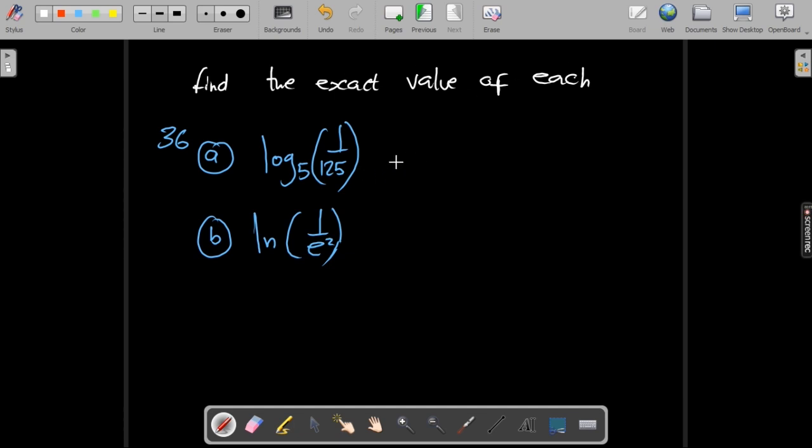So the first one would be to convert this into the log of 5 to the power minus 3, base 5. And now we basically have a few options to work with. One option would be to take the power. Due to the rules of logarithms, you're allowed to take the power and multiply.